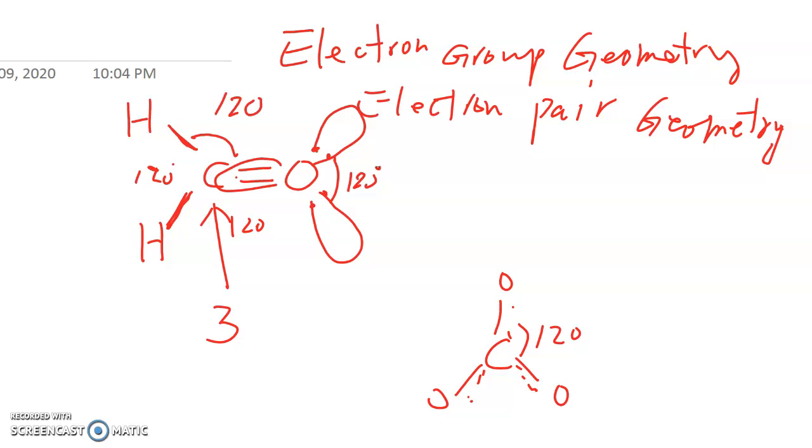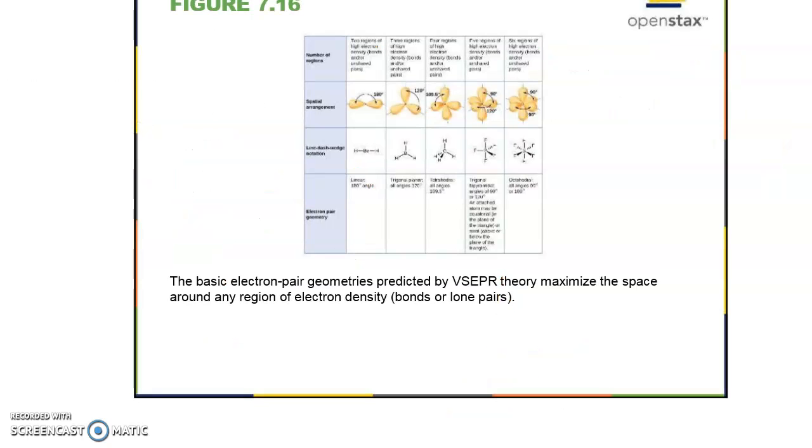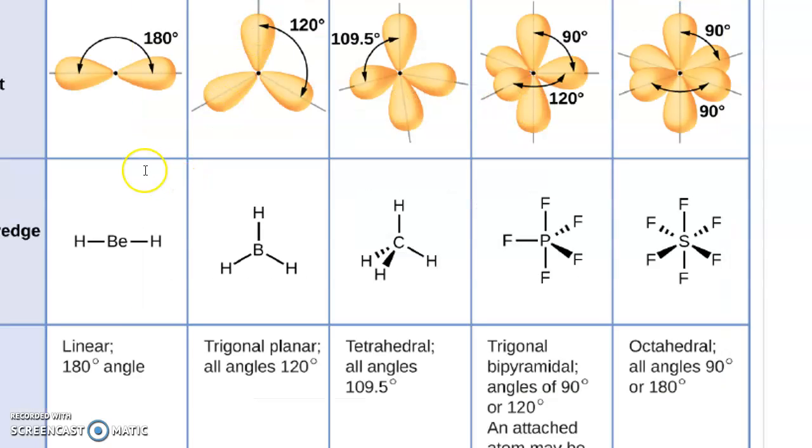Okay, so this is the angle of the electron groups. It's not the angle between the atoms. This one is between the atoms, but this is between each group, each electron group. Okay, we have special names for those groups. For example, when it's really linear, with no lone pair electrons, then it will be 180.